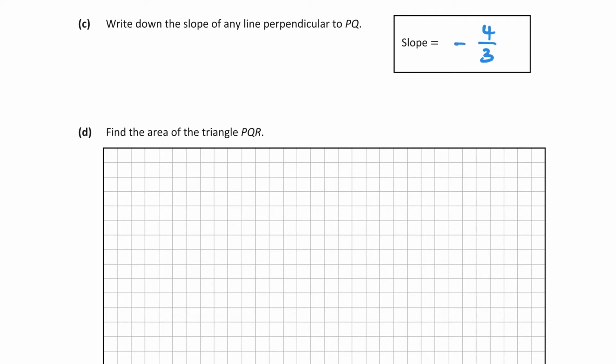So the fact that they didn't even give you room there for workings just goes to show that they just expect you to know that if a slope is going to be perpendicular, all you do is you flip the fraction and change the sign.